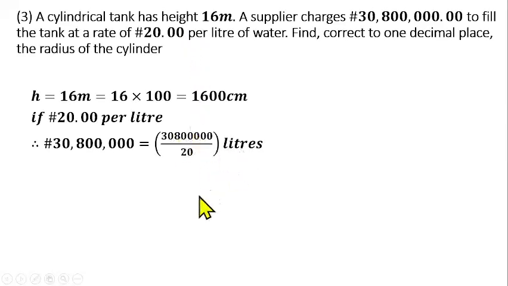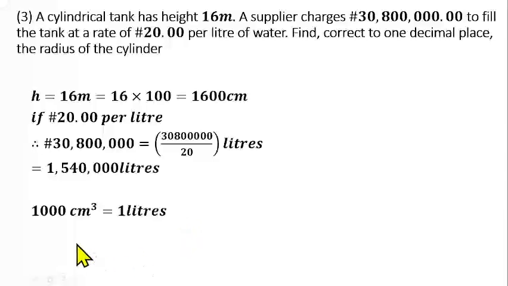If you divide that, that should give us 1,540,000 liters that fill the tank. So this is the volume of the water in the tank. We know that this is in liters. You can change it to centimeter cube, because the height here is in centimeters. We know the conversion rate that 1000 centimeter cube gives 1 liter. So to change this to centimeter cube, we need to multiply this by 1000.